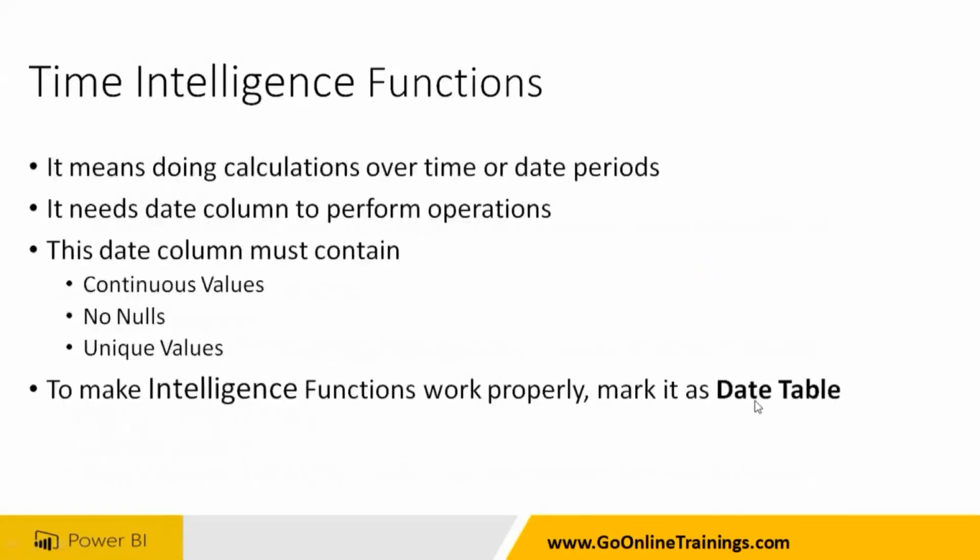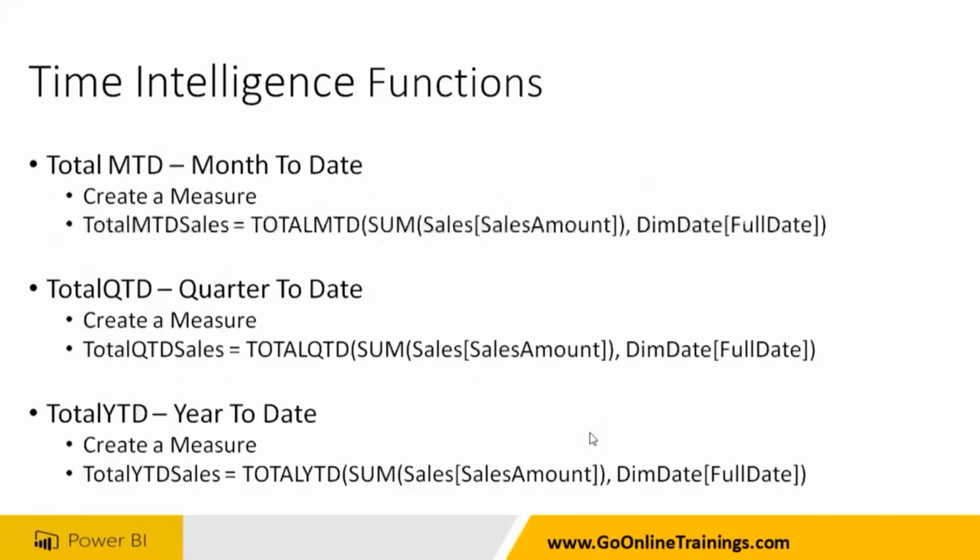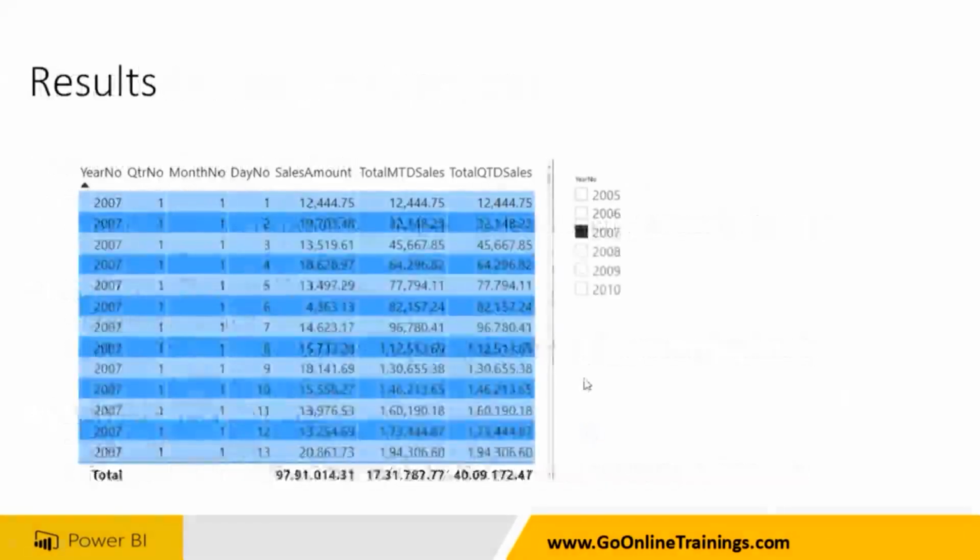One more important thing, we have to mark it as a date table so that it can properly create calculations and everything. For time intelligence functions to work, we have to have a special date column. We cannot use the date of birth column. We cannot use the order date column or sale date column. Compulsorily, we should have a dimension date table where you have unique records, continuous records, and no null values in the field. If you don't have that, you have to create one with the help of CALENDAR or CALENDARAUTO. Clear, guys?